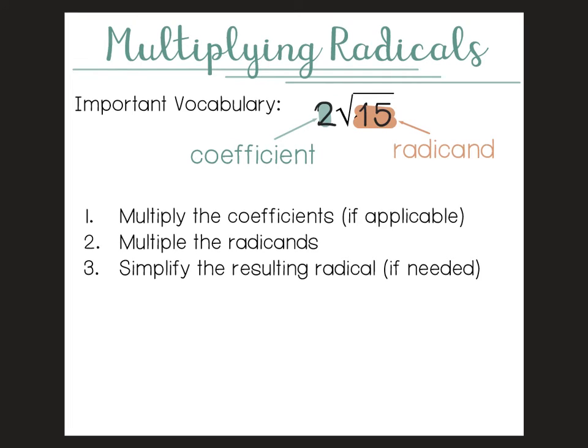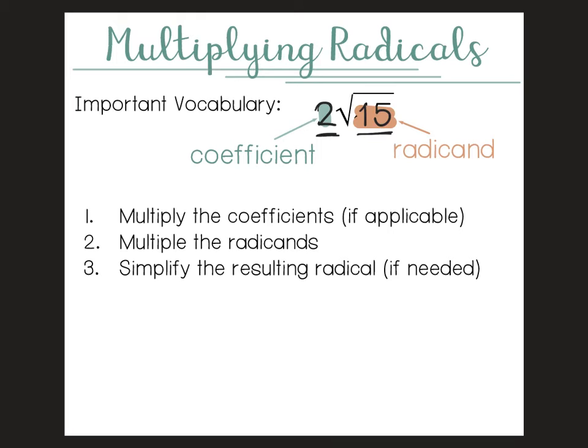Okay, so some important vocab that you need is the number out in front of a radical is just going to be referred to as the coefficient, and then just remember from last week, the number inside the radical is called the radicand. So when you're multiplying radicals together, you can multiply coefficients, so any numbers out in front can be multiplied together. Radicands, so numbers inside the radical, can get multiplied together.